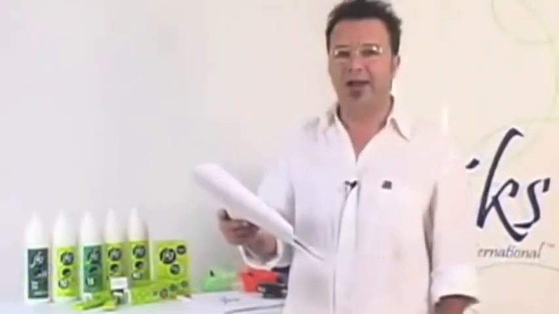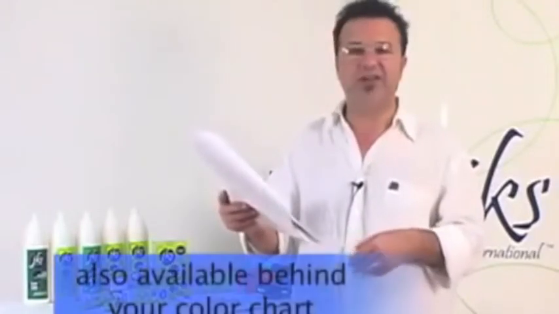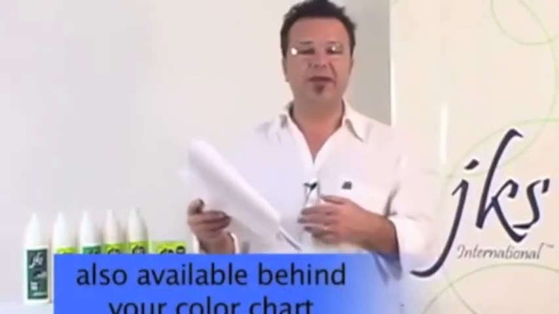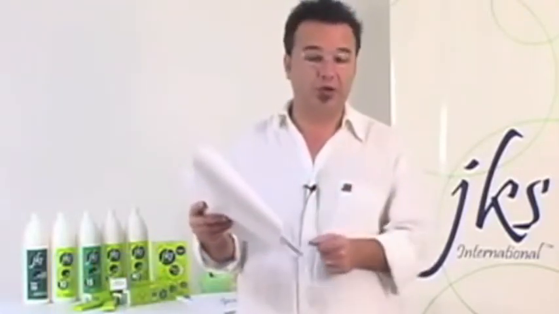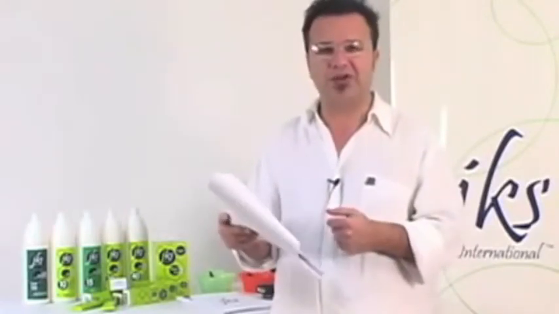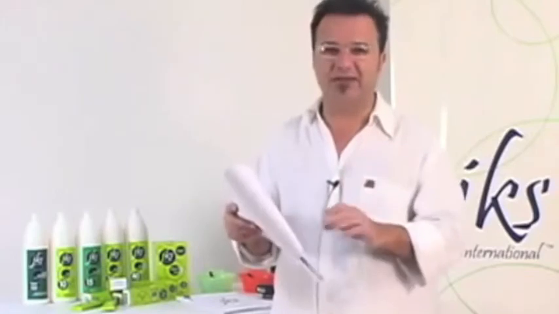Page number 5 is a color wheel with the JKS cream color tones placement. I really would like you to pay attention to this chart, because it shows you exactly where the JKS 17 tones are actually placed on the color wheel. It is very important when you're doing a color correction or changing tones, and this is going to be an excellent helpful tool.